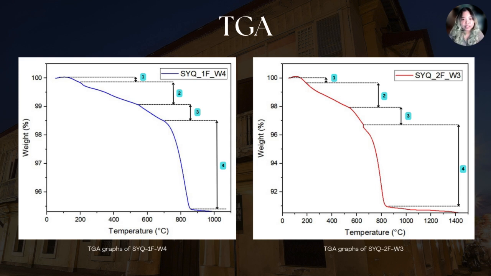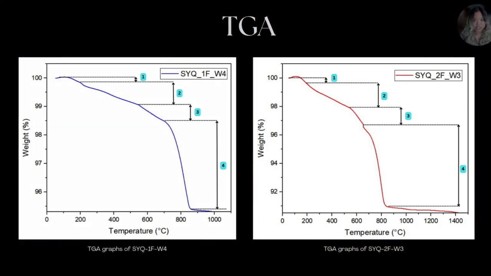Wall 3 has a similar trend in initial weight loss and a significant weight loss between 650 and 800 degrees. The weight loss at 200 degrees Celsius showed that Wall 3 had a higher initial moisture content than Wall 4. The more significant weight loss during dehydroxylation in Wall 3 indicates a higher amount of calcium hydroxide compared to Wall 4. Both samples have a low carbonation level, as seen in the minimal weight loss above 800 degrees Celsius.